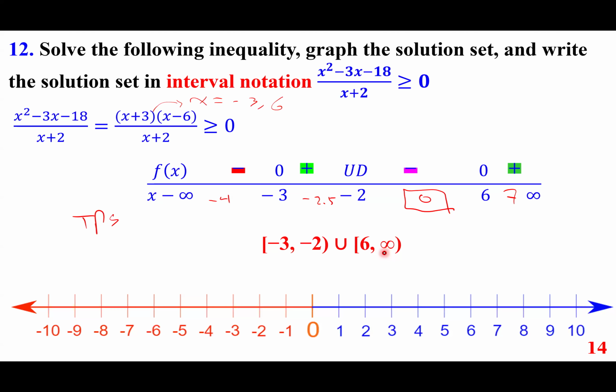What about the number line? We are going to locate those numbers. So for example, from 6 all the way to infinity, and 6 is included, you can put a bracket or solid point. Then between -2 and -3, -3 is included. Yes, -2 is not. So that's how you graph this.